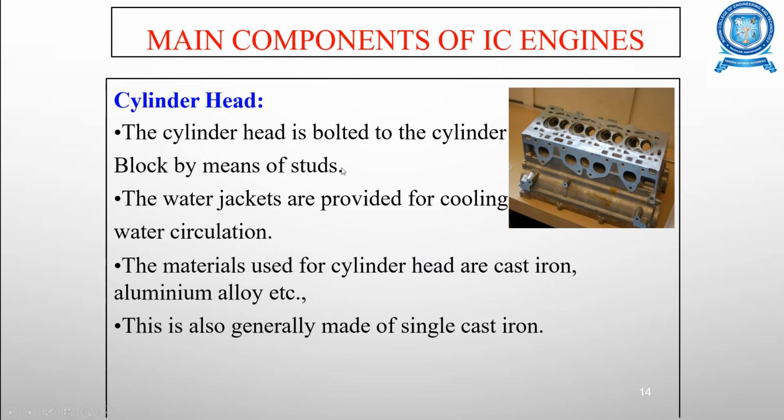So next is the cylinder head. You can see from this figure, the cylinder head is normally bolted to the cylinder block by means of studs, and you have water jackets provided for cooling water circulation. The materials normally used for a cylinder head are cast iron, aluminum alloy, etc., and generally it's made of a single casting of cast iron.